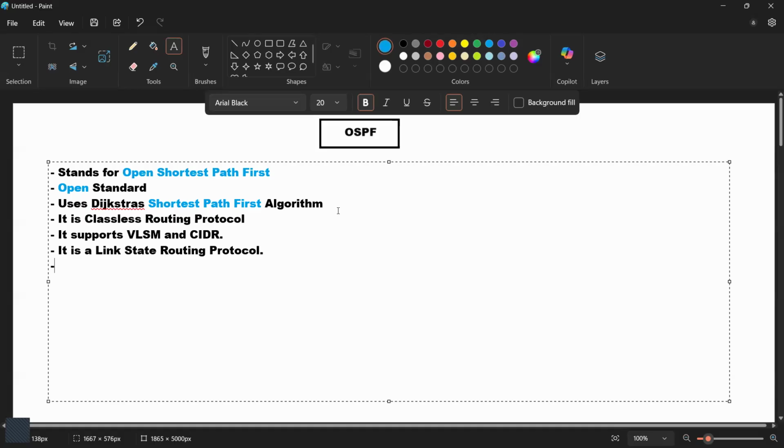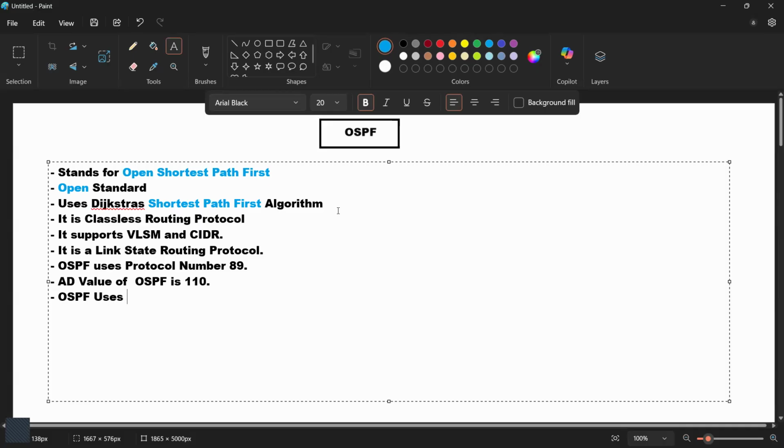Then OSPF uses protocol number 89. OSPF uses protocol number 89. Okay. Then AD value of OSPF is 110. What else?